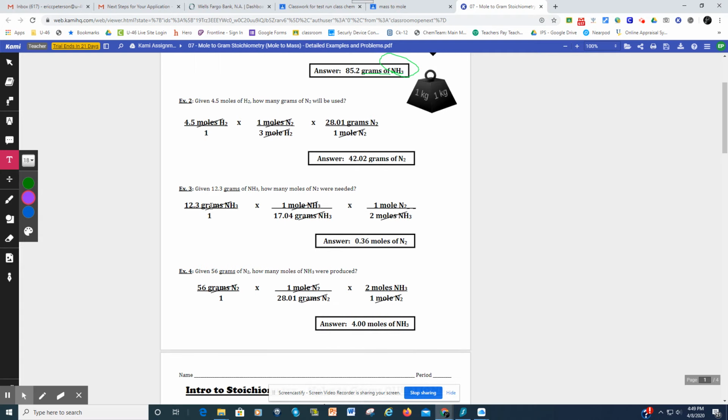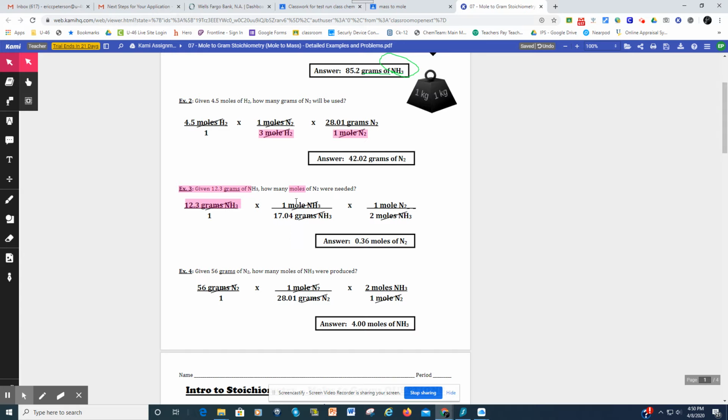Moving on. Example 3. It's backwards from example 2 and example 1. Now they're starting in grams, and they want to end in moles. Here's the grams of NH3. That number goes right here. Then they said grams. Grams means periodic table. So the periodic table goes here. They put it in 1 mole. It's always 1 mole when you go to the periodic table.